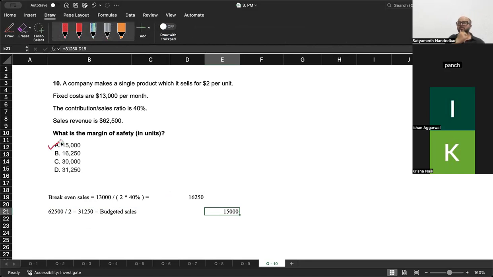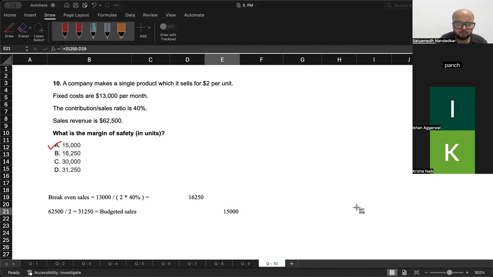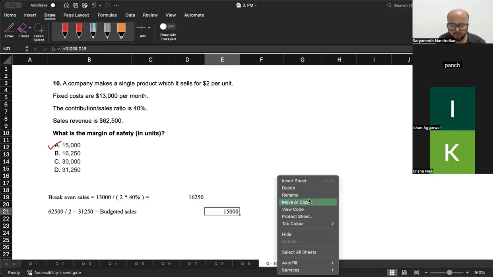I think the one place where they are challenging us the most is the margin of safety calculation. There, we have to be a little extra careful. The other questions are still easier to tackle. Now, any doubts in this one? Oh, sorry. Let's do another one.